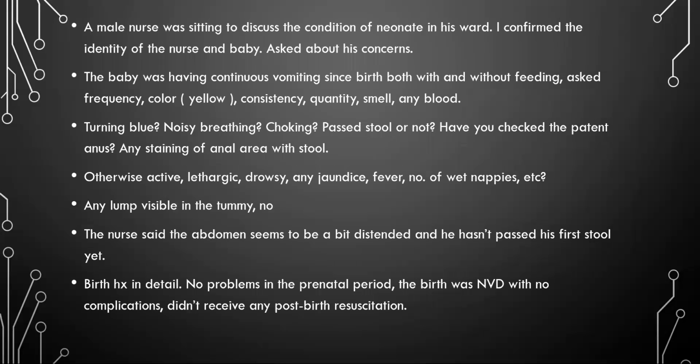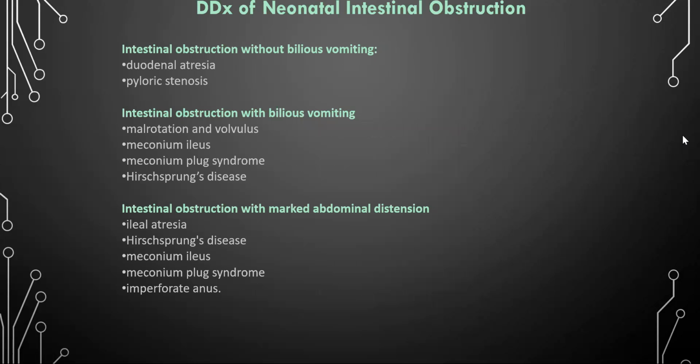Now, the differential diagnosis of neonatal intestinal obstruction, these are the differentials. So you talked about most of it. Intestinal obstruction with bilious vomiting. So this child has bilious vomiting, like yellowish green, right? So it could be anything: meconium ileus, meconium plug, Hirschsprung disease, malrotation with volvulus. So any of these can be the diagnosis.